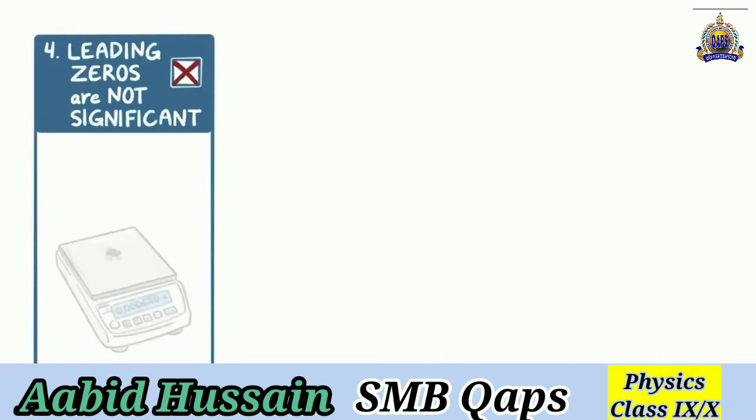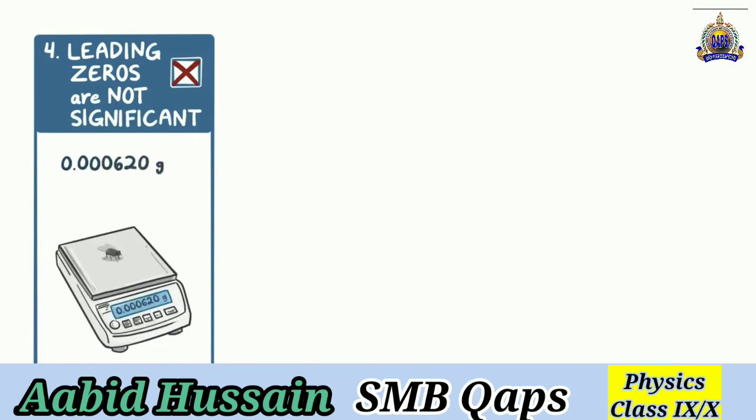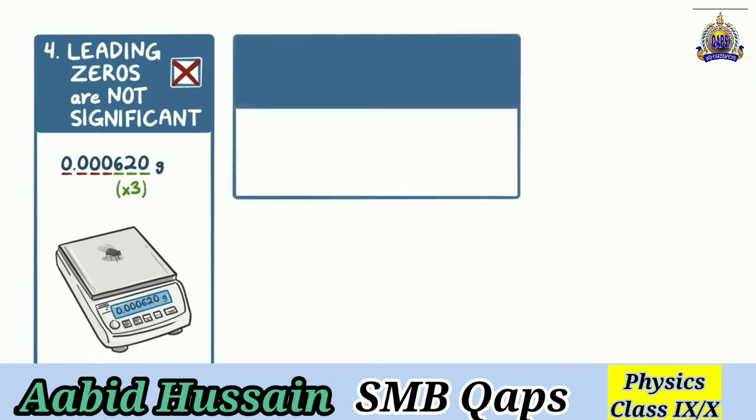Okay, so these have 4 significant figures, like we have given here. Now rule number 4: leading zeros are not significant. It means if we have numbers with a decimal point and zeros in front, those leading zeros will be counted as non-significant figures. Here we have 0.000620. The zeros before the numbers are not significant, and only 3 significant figures are here.